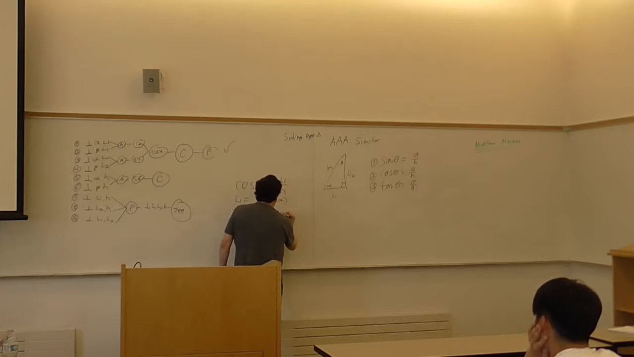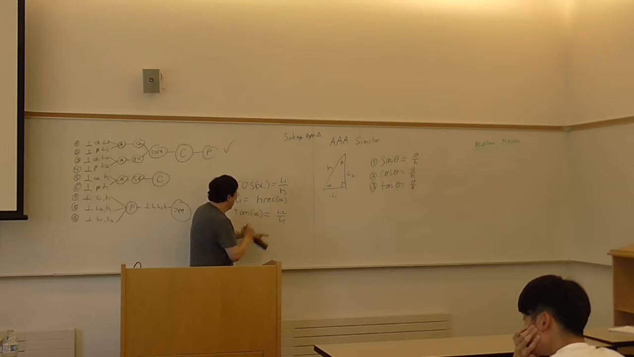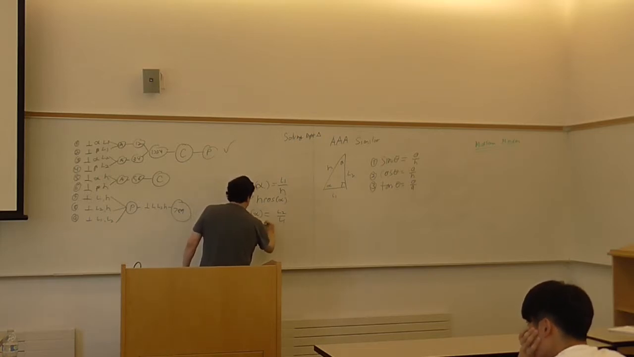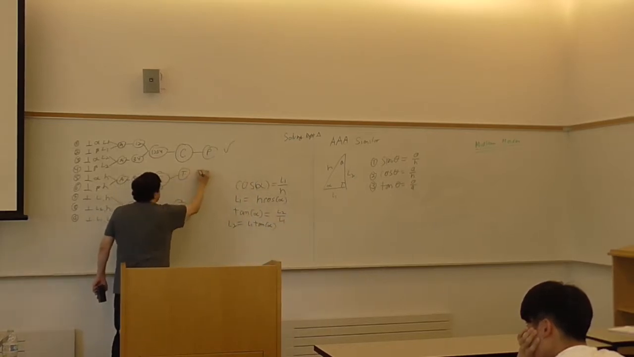Opposite L2 over the adjacent. Oh, yeah, we found L1, right? We just don't know L2. L2 is L1 tangent of alpha. Okay. So we could use, call it, the tangent.